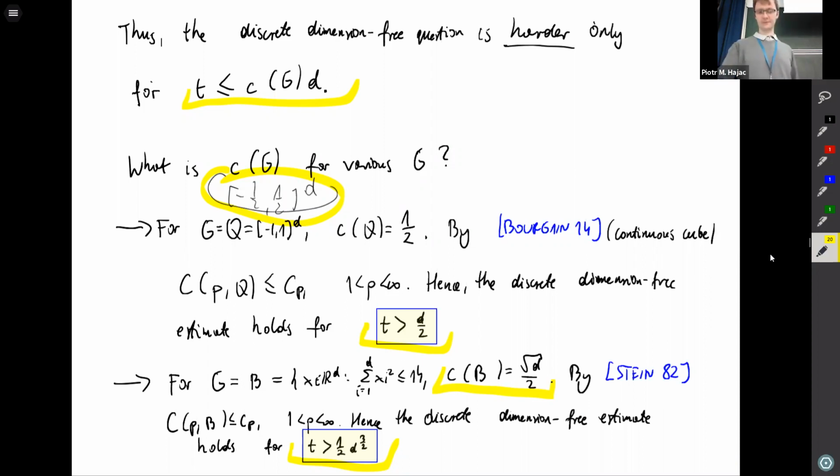Okay. And also here, in the case of the ball, we needed to use the Stein's result for balls. And in the case of the cube, we needed to use a result of Jean for the continuous cube. So you need to know that the continuous counterpart is true to really make the transfer. Okay.